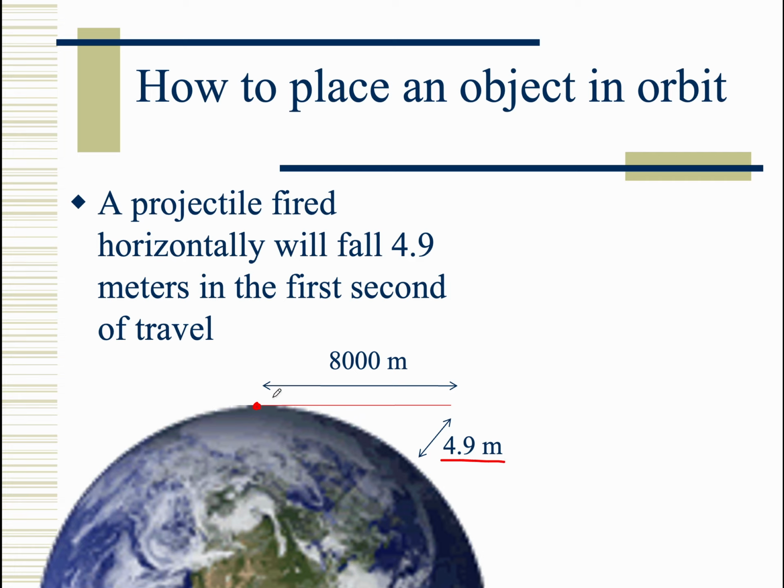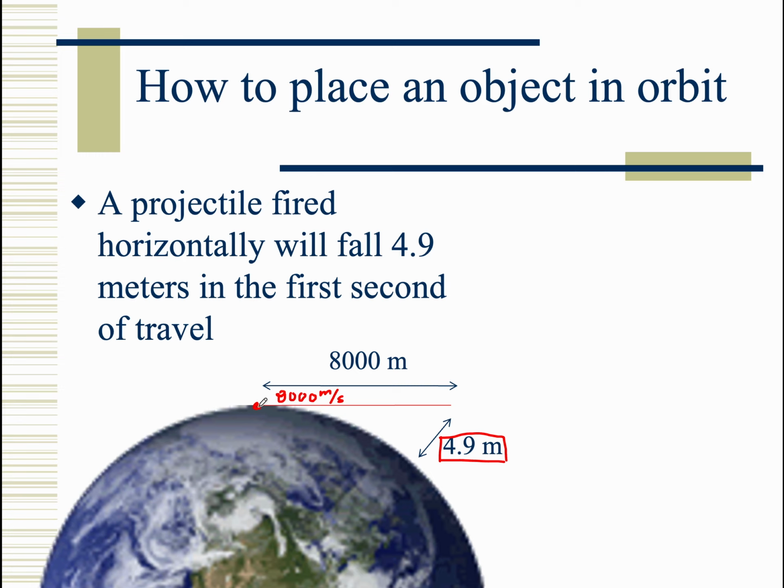If you shoot a ball at 8,000 meters per second horizontally, remember the horizontal velocity doesn't affect the rate at which it falls. What's going to happen? Well, in 1 second, it would travel 8,000 meters horizontally. In that same 1 second, the bullet will fall 4.9 meters, the same distance any object would fall in 1 second. You're like, oh, wait, Ms. Clement, it does go straight and then it falls?